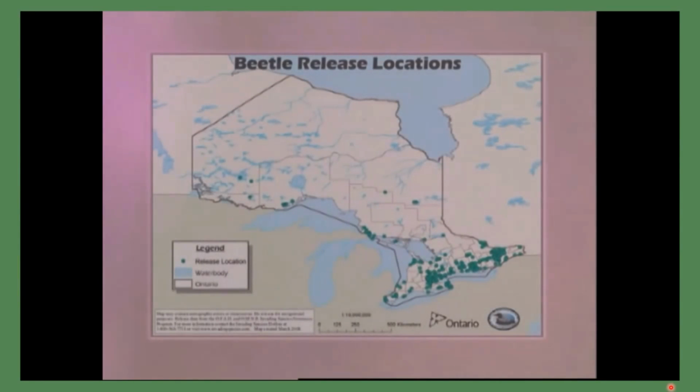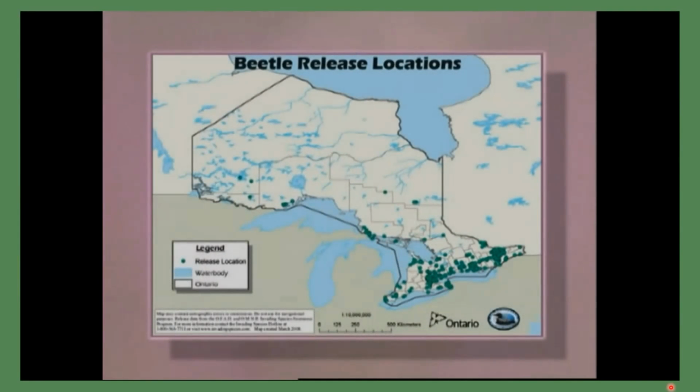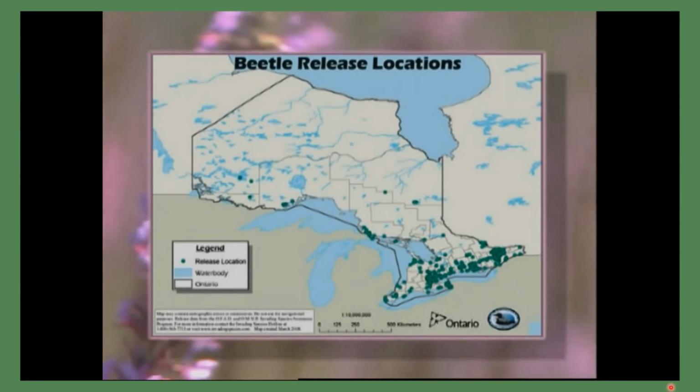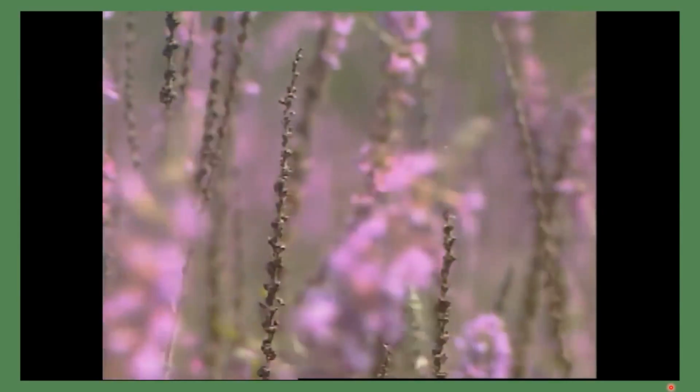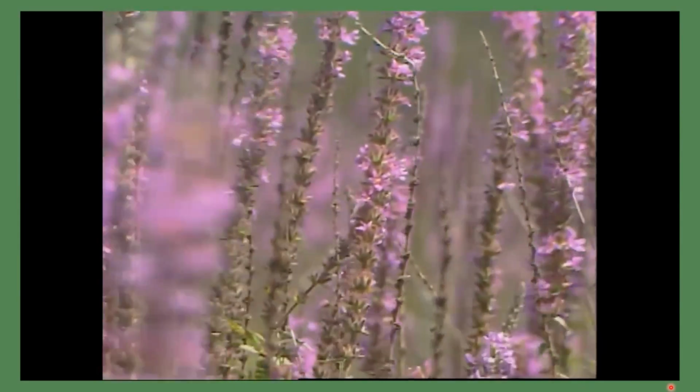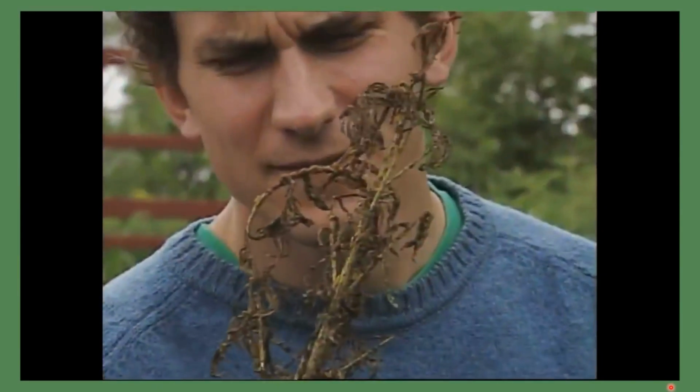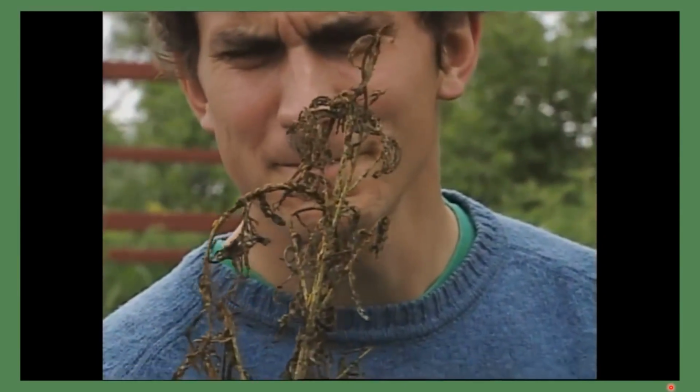Initially, releases were by the University of Guelph, but the project soon blossomed to include a collective of governments, conservation groups, and volunteers. The Ontario Federation of Anglers and Hunters' Project Purple was aimed at education. Through a number of different agencies, they've now been released at over 400 locations in Ontario alone. And what effects have the beetles had in Ontario?